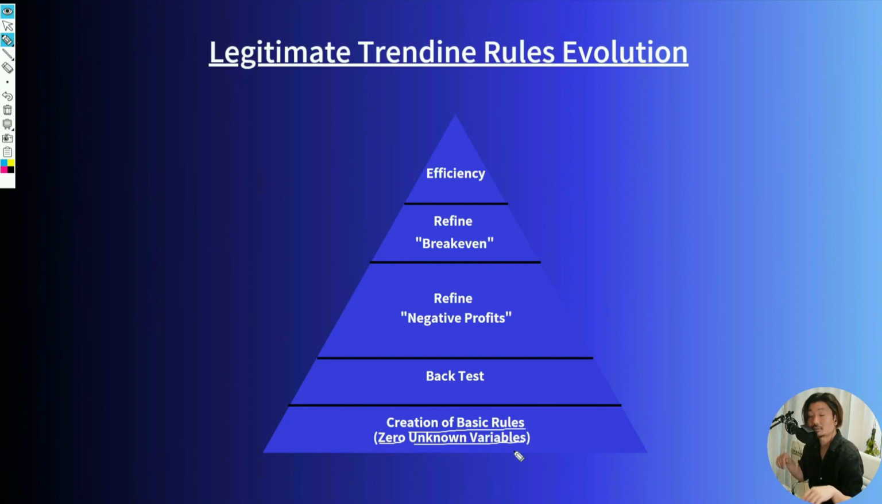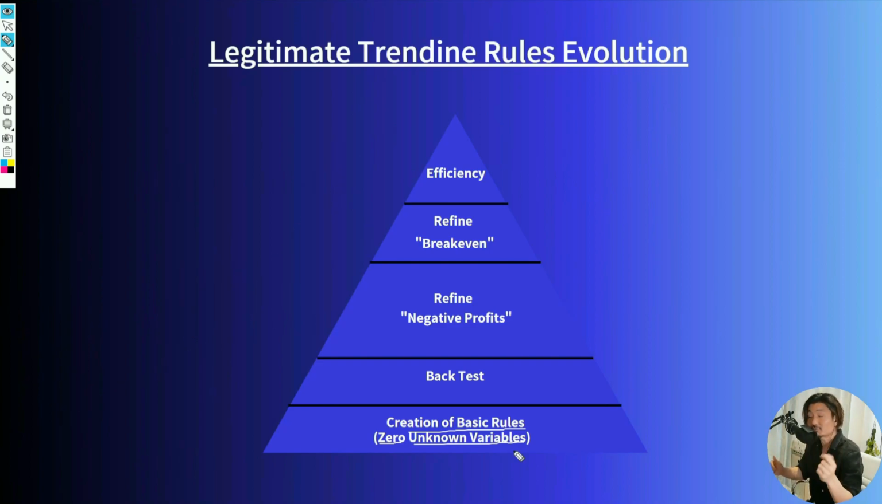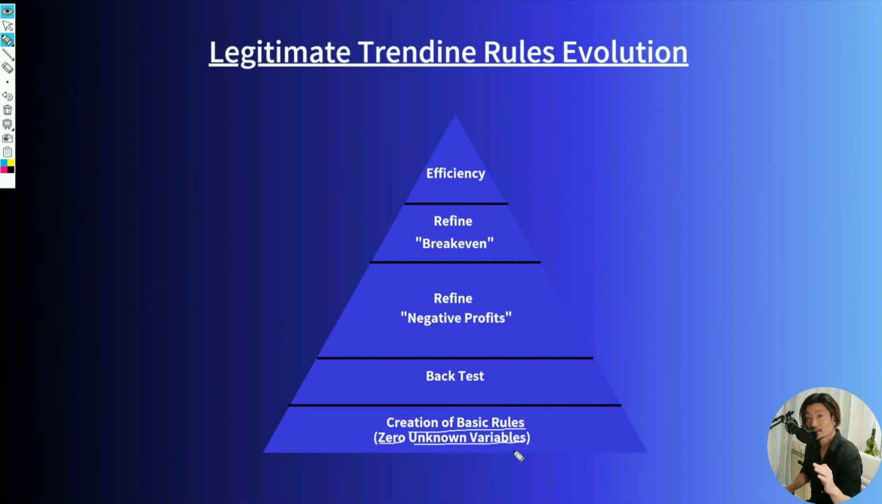And this is very important to make sure there's no unknown variables, because as you go through the evolution process of your trend line strategy, if you have unknown variables in it, you're going to hit a wall. And most likely, you're going to either have to take that entire aspect out, or you're going to have to start all over. Okay, so it's very important that in the beginning, you have 0 unknown variables in the basic rules of your trend line strategy. Again, because the only way to make your strategy more efficient is if you completely understand the ingredients in that strategy to begin with. Okay.